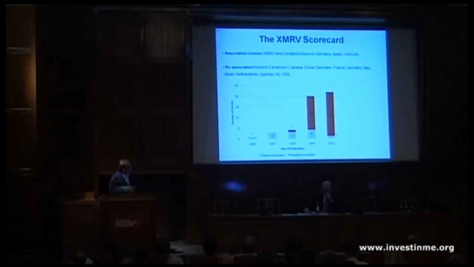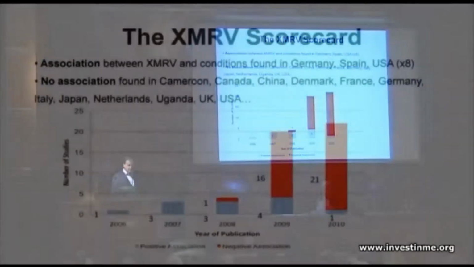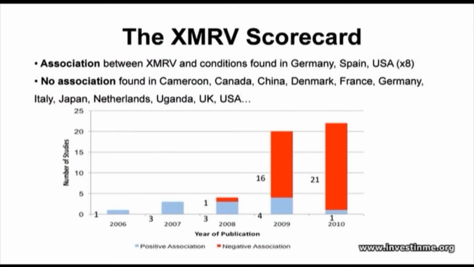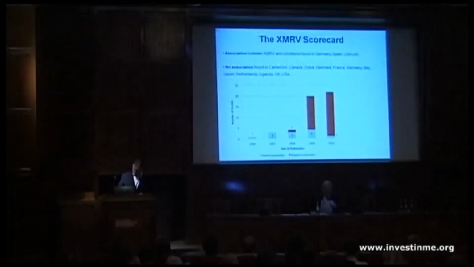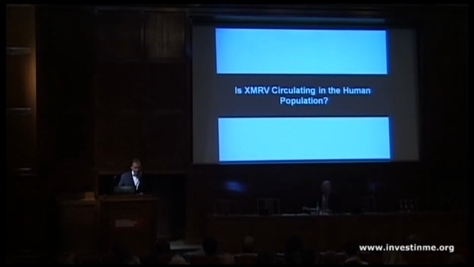So pretty quickly the situation became more confusing in that the positive studies kind of slacked off. There were fewer of them, and a series of negative studies started appearing. So people testing for XMRV in patient samples were not finding them. It's quite a confusing situation. So the question was, is XMRV circulating in the human population?